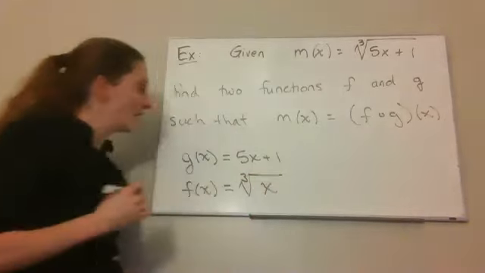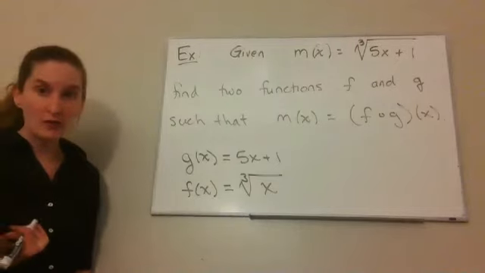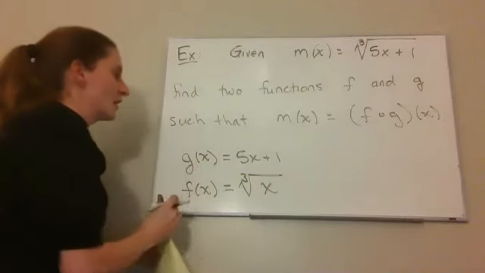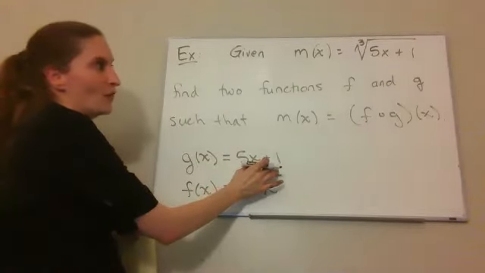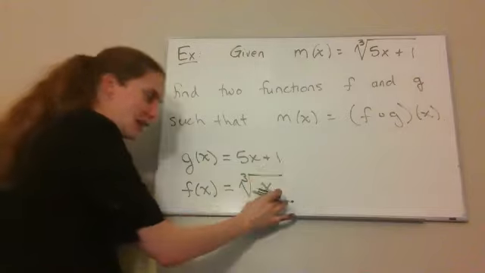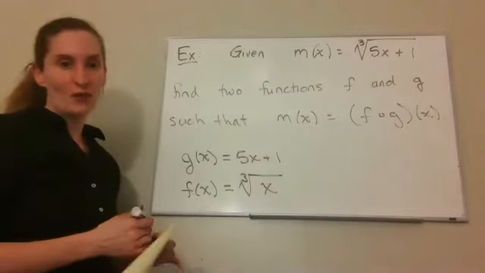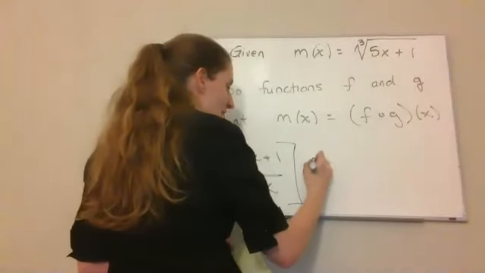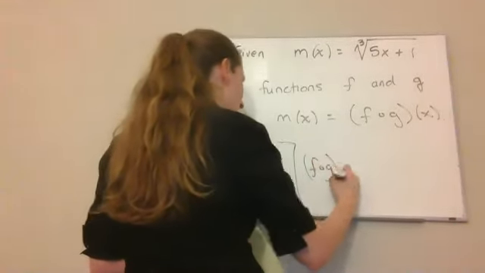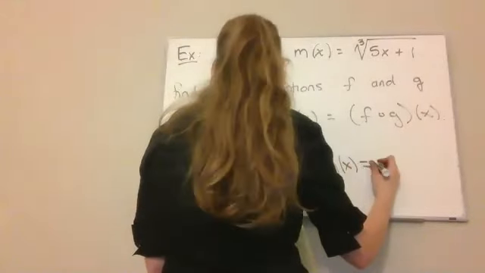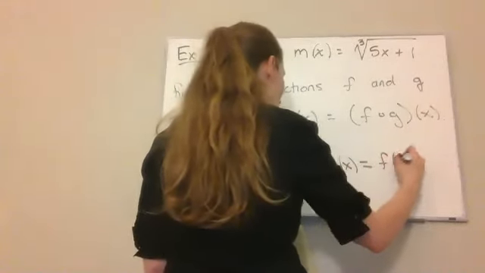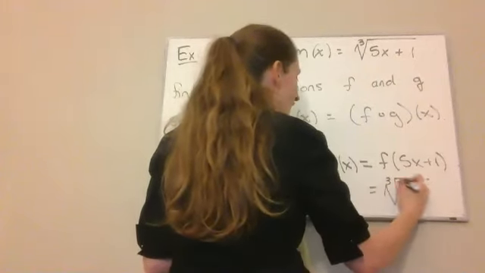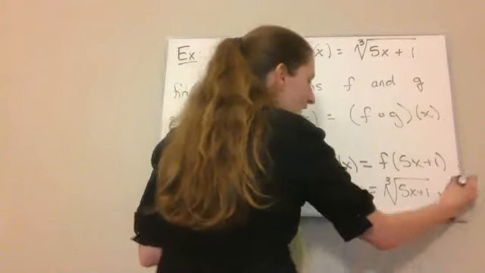So if I take g and set it as all of the stuff inside the cube root, and then I set f of x to be the cube root of something. Well, then if I do f of g, I would take my function g, 5x plus 1, and plug it into this cube root function, giving me exactly what I want. So this is the way I would do it, because then f of g is equal to f of 5x plus 1, which is the cube root of 5x plus 1, exactly like we wanted.